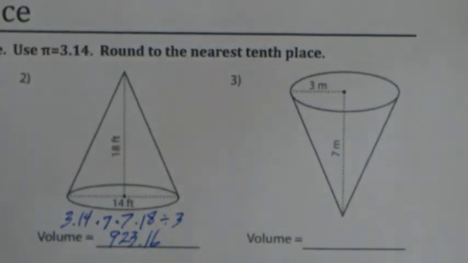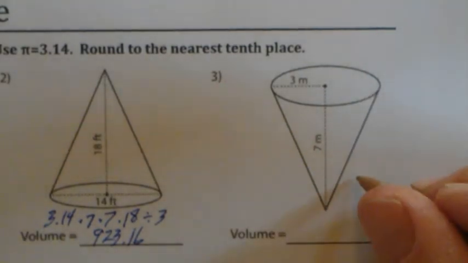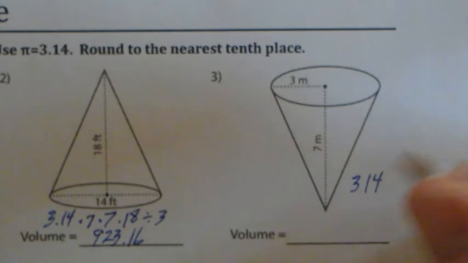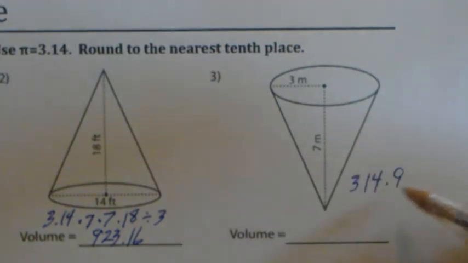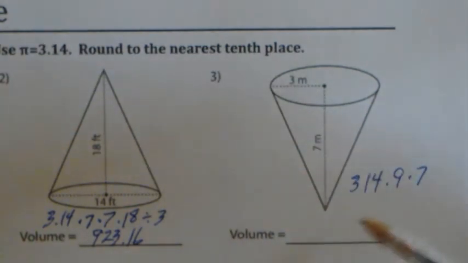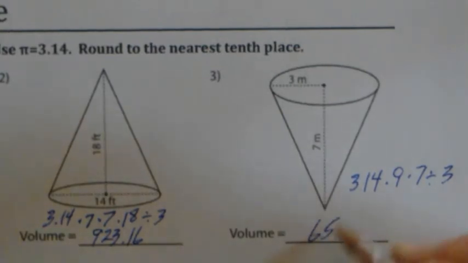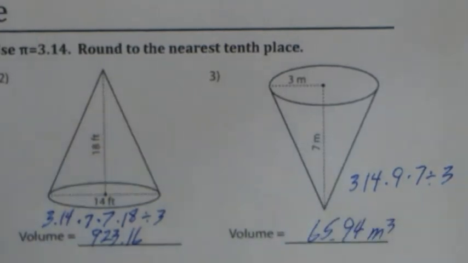Okay, one more. An upside down cone. It doesn't matter, just upside down. So what do you got? You got pi 3.14 times the radius squared times 3 times 3. Oh, let's just put a 9. Times 7. But remember, that would give us the volume of the cylinder. We want 1/3 of that, so we divide by 3. And what does that come out to be? 65.94 cubic meters.